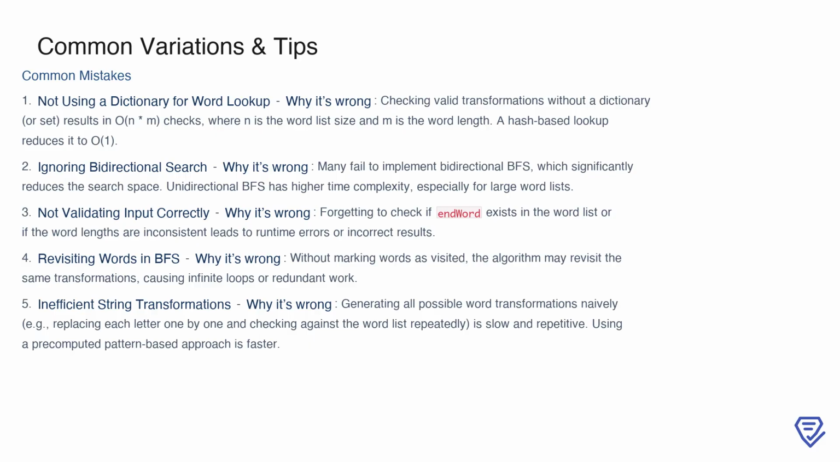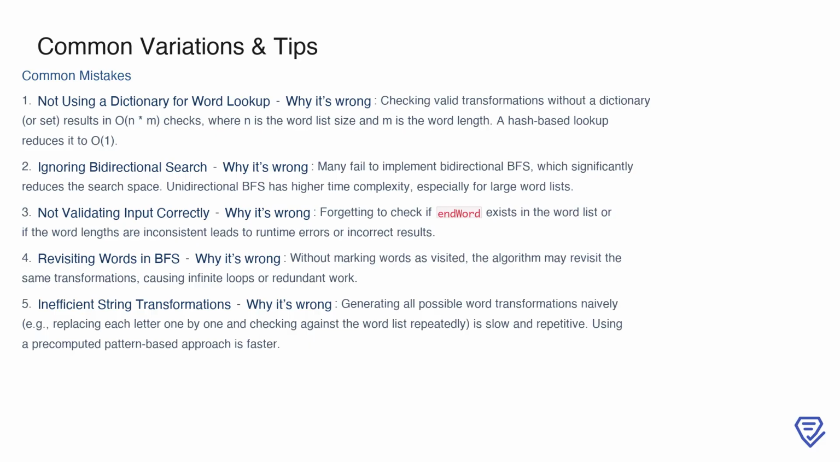Revisiting words during BFS is another pitfall. If you don't mark words as visited, the algorithm may revisit the same transformations repeatedly, causing infinite loops or unnecessary work. Lastly, inefficient string transformations can slow things down. Instead of generating every possible transformation naively, a smarter approach involves pre-computing patterns, which eliminates repetitive checks and speeds up the process.